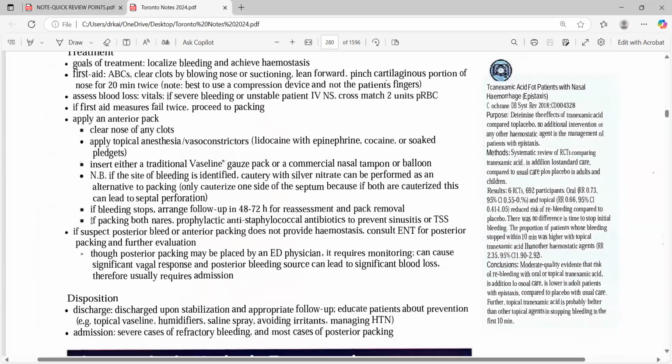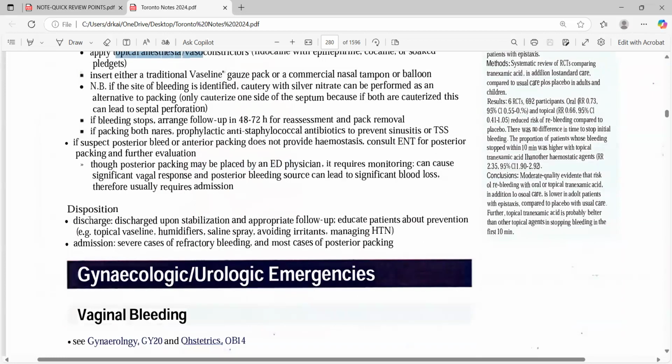Then there is anterior packing and there is posterior packing. Usually anterior packing is done by an emergency physician and posterior is done later on. It may be placed by our emergency physician, but it's mainly placed by some sort of surgeon. In the anterior one, you just give the anesthesia and then put in the Vaseline gauze. Disposition is in the emergency department.